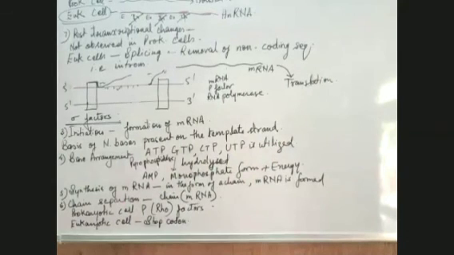Next we will do the difference between the process of transcription in prokaryotes and eukaryotes. Along with this, we will do how many types of RNAs are formed.